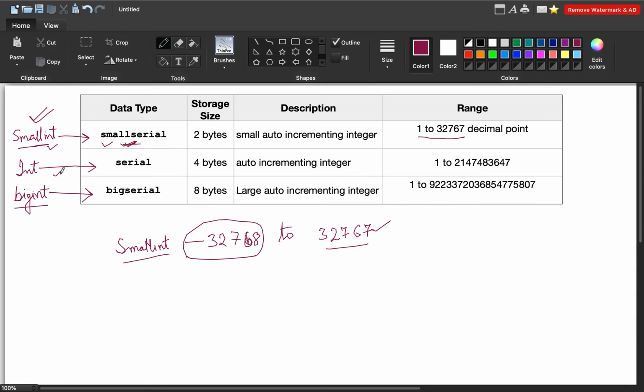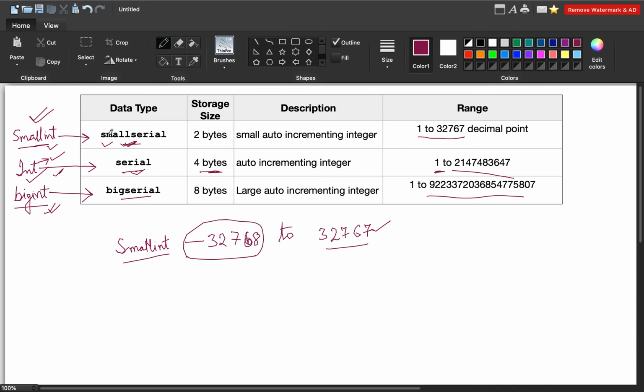Same thing is for int. The serial data type is equivalent to integer, whose storage size is again 4 bytes, and you see the upper range is the same. The only difference is serial accepts only positive numbers. The same applies to big serial, which is similar to big int, right?